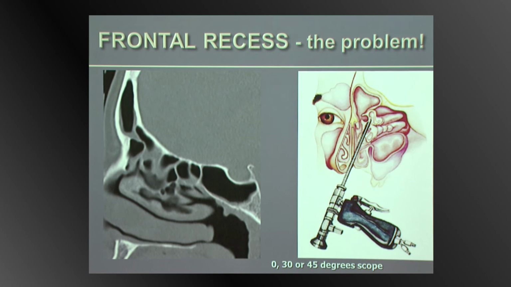The problem is the scopes. They're 30 or 45 degrees. They can't get around the corner. So some of these superiorly extending air cells are just physically impossible to get with the scope. So that's why you may have residual frontal recess disease.